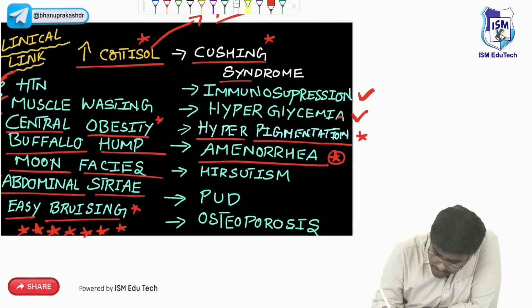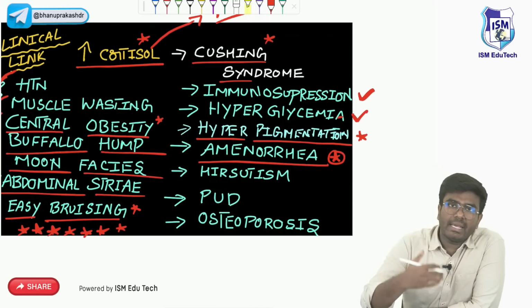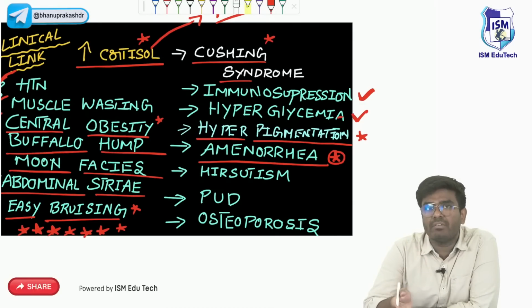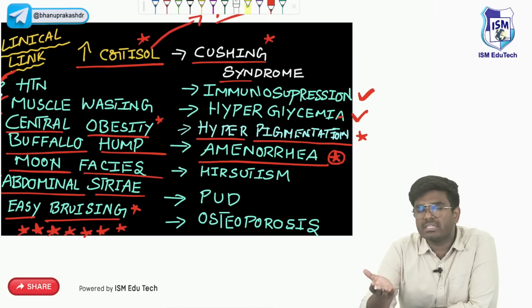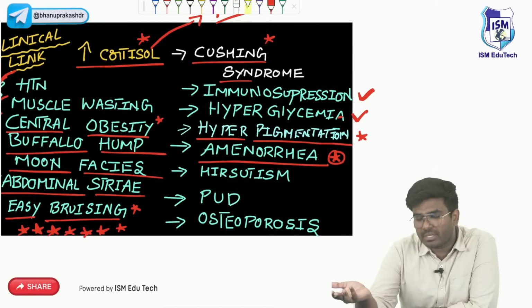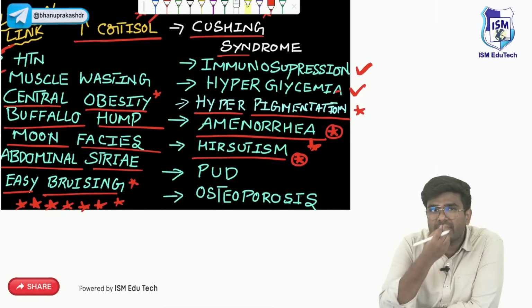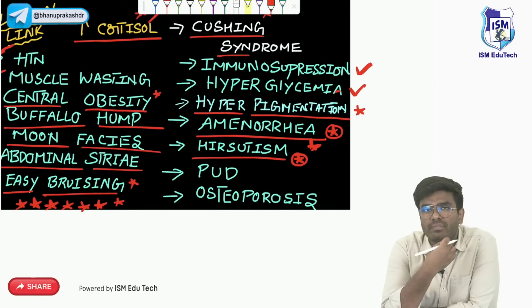Amenorrhea. Why is there amenorrhea? Because the entire reproductive axis is affected: FSH levels go down, LH levels go down. Without FSH and LH, the patient cannot have her normal regular menstrual cycles. So there is amenorrhea. The patient can suffer with hirsutism. Hirsutism is excessive growth of the hair.